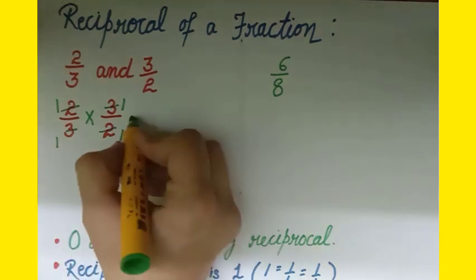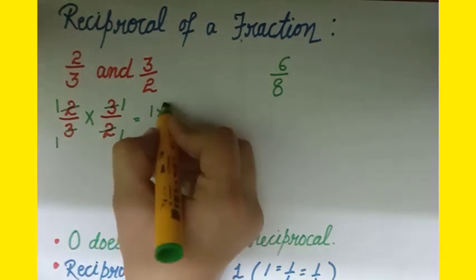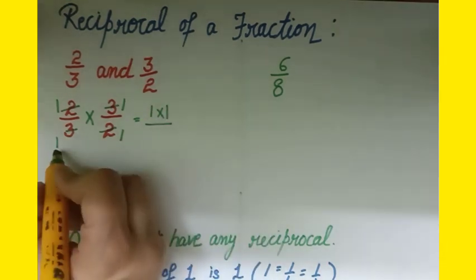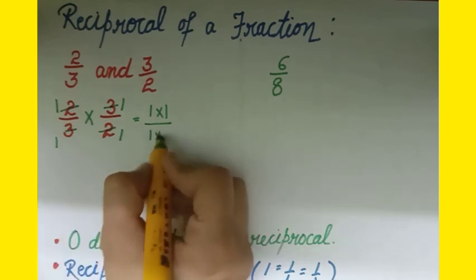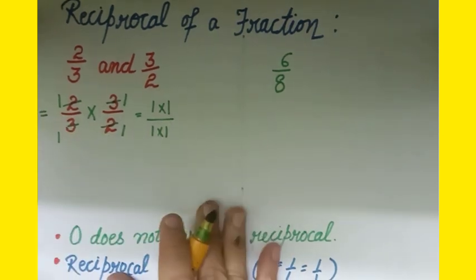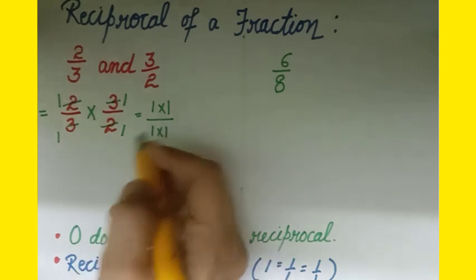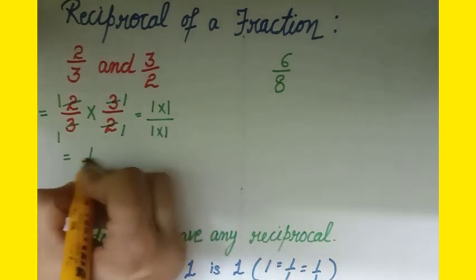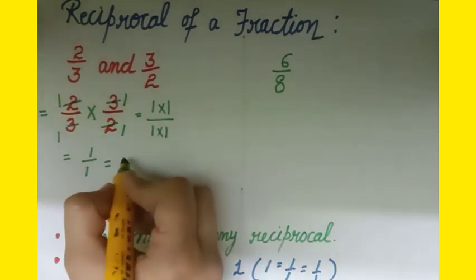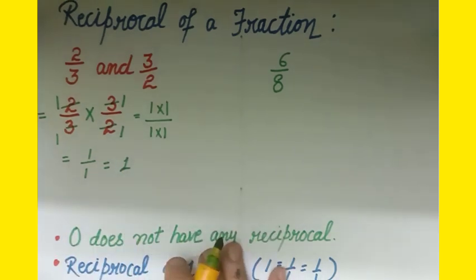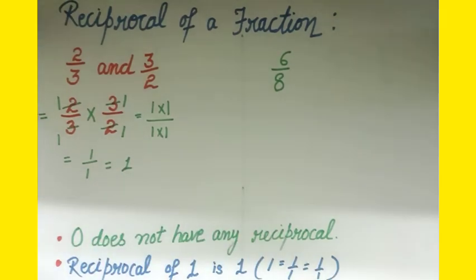We got the product as 1 multiplied by 1 in the numerator, and the denominator also 1 multiplied by 1. So what did we get here? 1 multiplied by 1 is 1. And here the denominator also, 1 multiplied by 1 is 1. So we got as a product 1. So the product of two reciprocal fractions is always 1. Let us now try with another example.